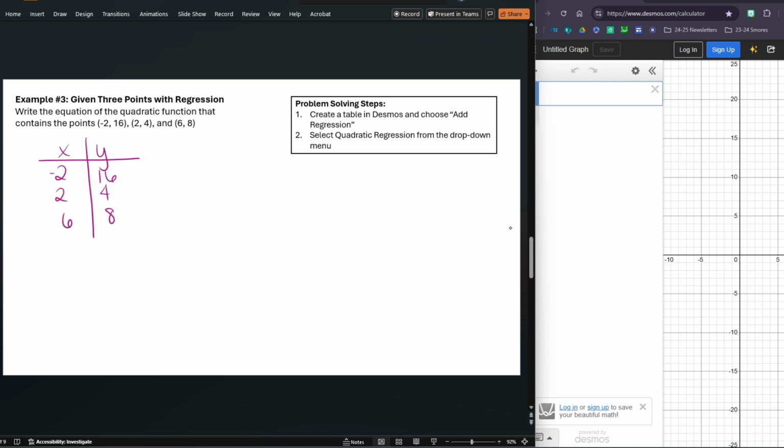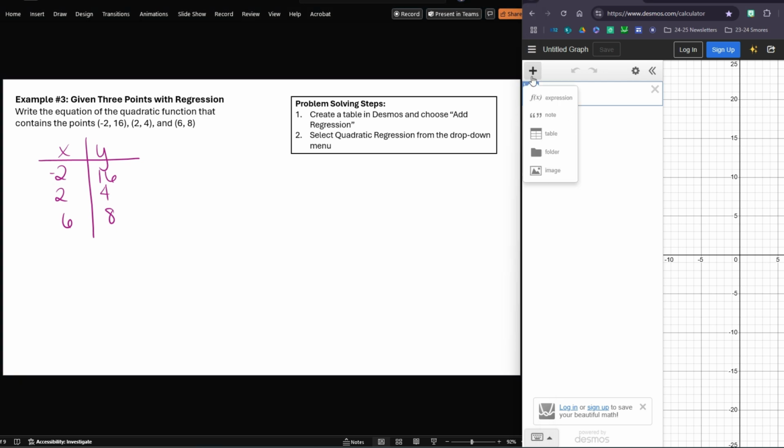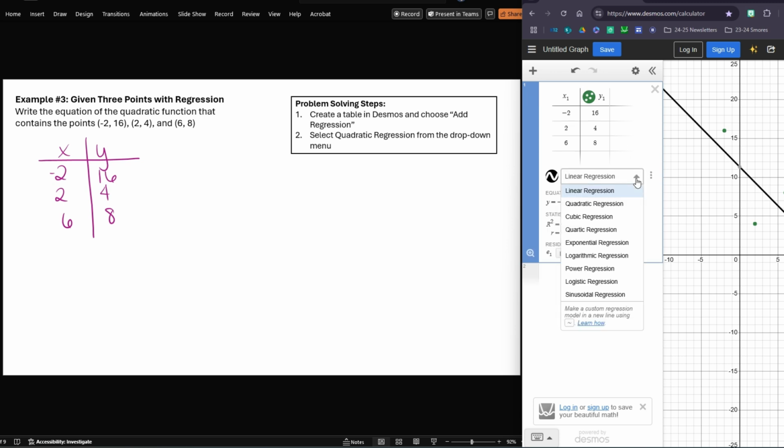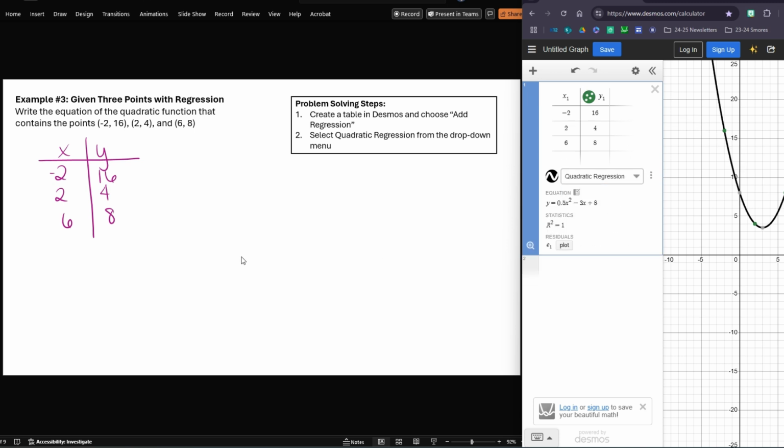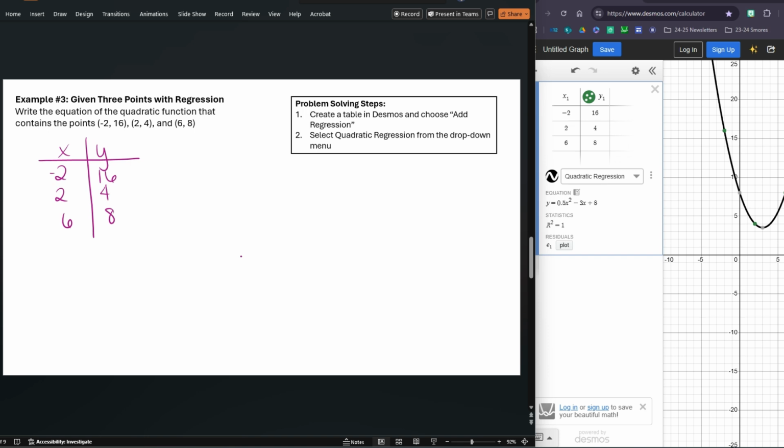So I'm going to go ahead and go to Desmos. Remember, create a table. And then I'm going to type in all these values. And then I'm going to do add regression. And remember, from the drop-down menu, choose quadratic, and then it gives me the equation of the quadratic function. Okay, so this quadratic function is going to be y equals 0.5x squared minus 3x plus 8. Okay, so that is the third method you know of writing a quadratic given 3 points.